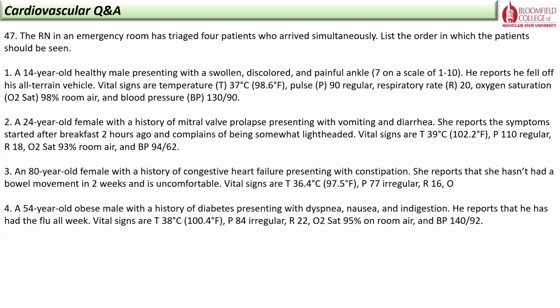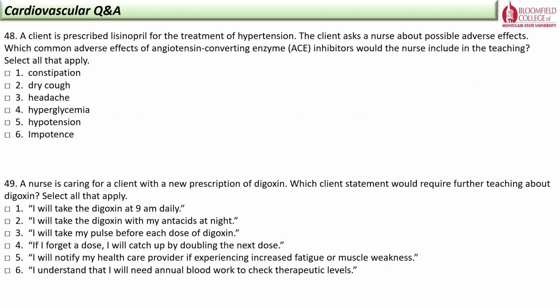Patient number 1: so we said number 4, then number 2, and then number 1. Number 1 is stable, and same for patient number 3. However, the 14-year-old is in pain and should have an X-ray as soon as possible to rule out a fracture. So 4, 2, 1, and then 3.